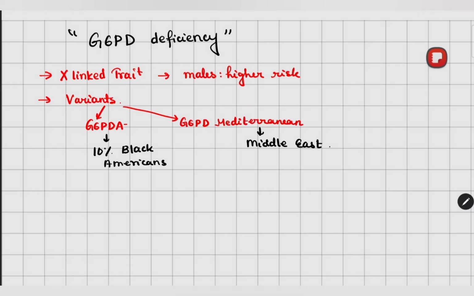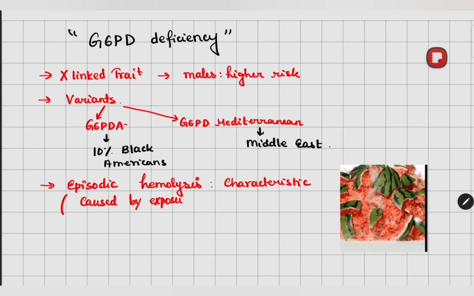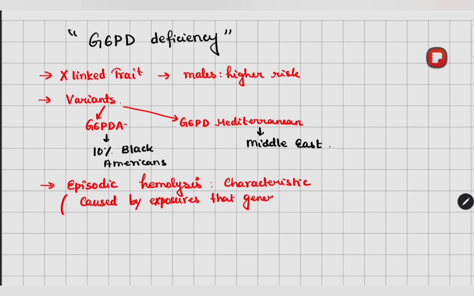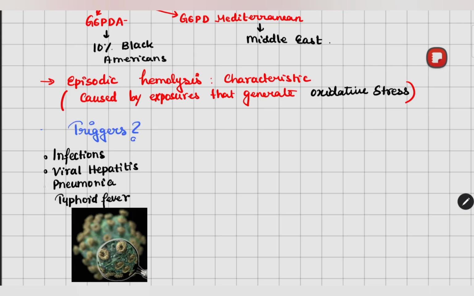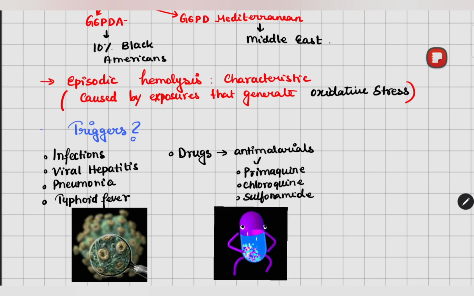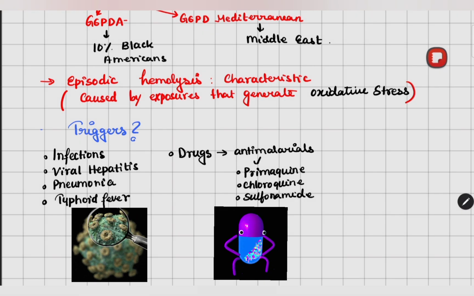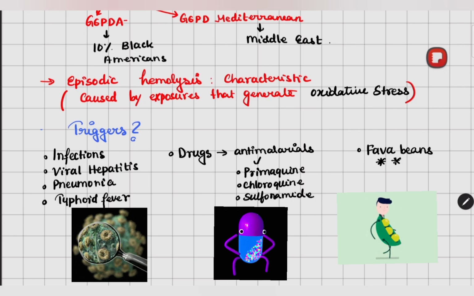Now, one of the characteristic features is episodic hemolysis, which is the sudden destruction of RBCs that occurs only when triggered by stressors like infection, certain drugs, or oxidative stress. So what are the triggers? The triggers can be infections like viral hepatitis, pneumonia, typhoid fever, etc. Drugs like anti-malarials, for example, primaquine, chloroquine, sulfonamide, etc. Also very commonly, the intake of fava beans, which contain oxidant compounds, generates oxidative stress in the RBCs.